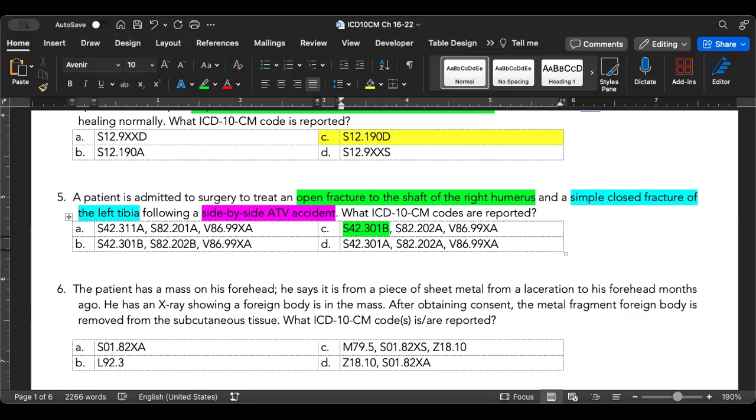So, fracture tibia. Yep, we're going to use our default code. So what is our default code for a fracture of the shaft of the tibia? S82.20. Okay, so let's look at S82.20, further expand it. So what is our code for laterality? And then our seventh character.